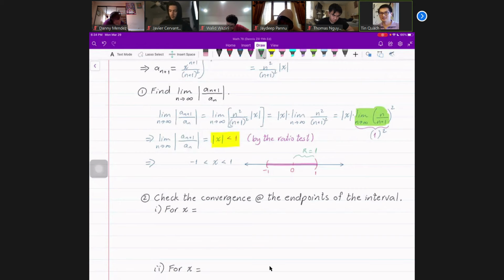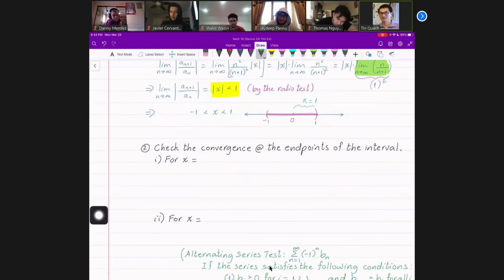So from here, you know the radius of convergence is 1, right? That's the distance from the center out to the right end point. So now, to find out your final interval of convergence, you want to find out whether the series converges at -1 and also whether the series converges at 1. So there are two cases that you have to check. So case I, for x being 1. So let's check the positive value first.